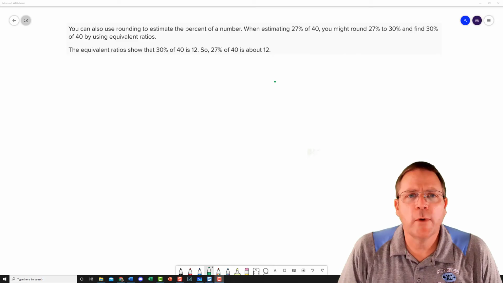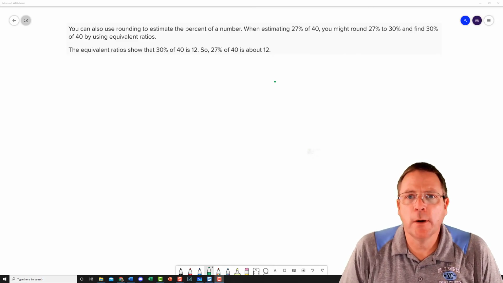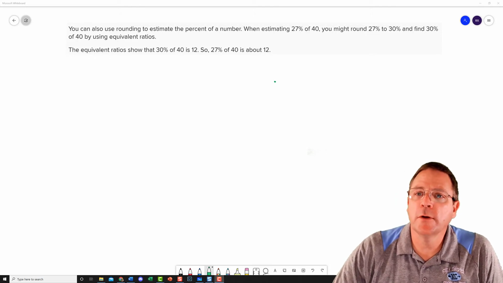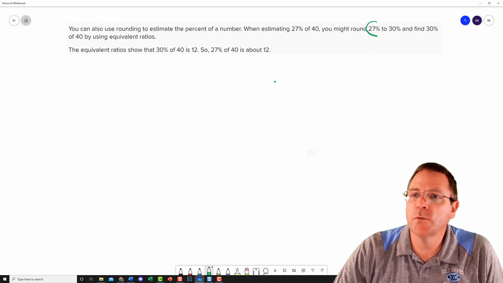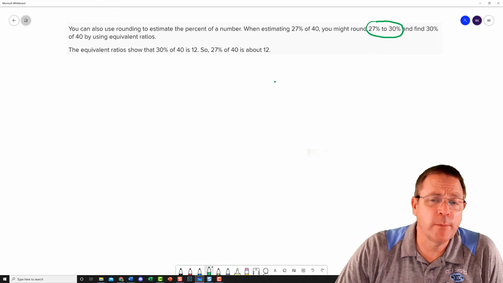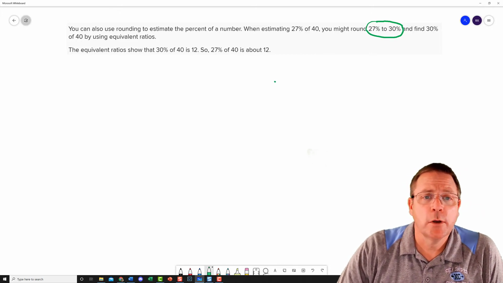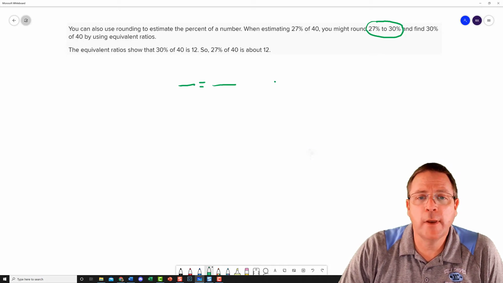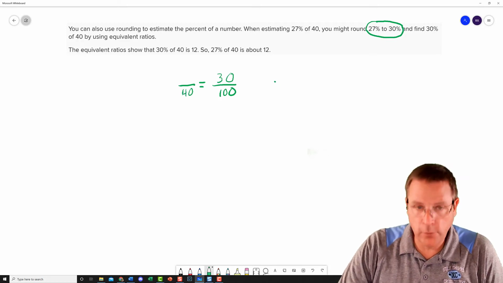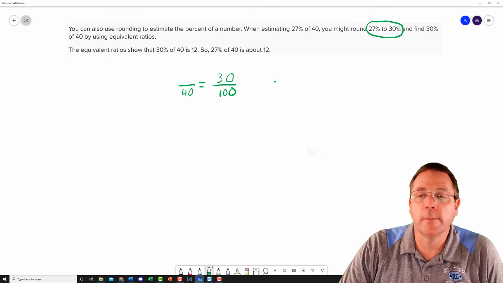You can also use rounding to estimate the percent of a number. When estimating 27% of 40, you might instead change that 27%, rounded up to 30%. Now this isn't my preferred method, but it does work. So to do that, they've got the proportion set up where you have your percents on the right, 30% compared to 100%, and we know that 100% is going to be 40, and we want to find out what 30% of 40 is going to be.